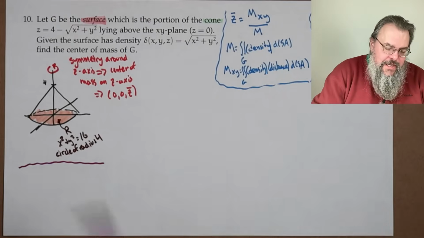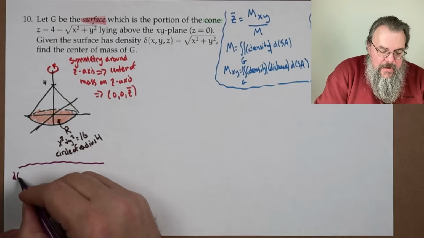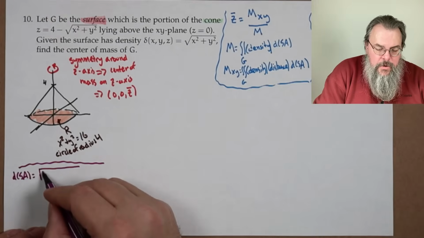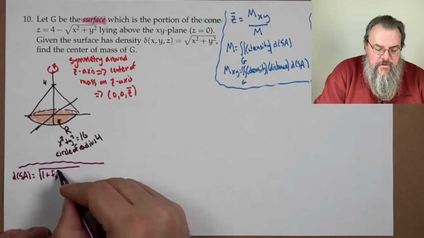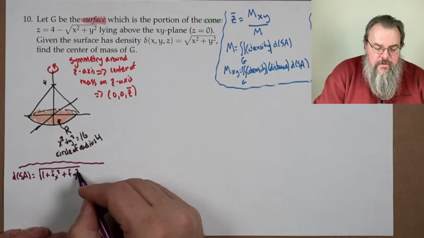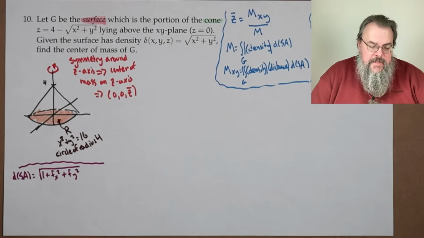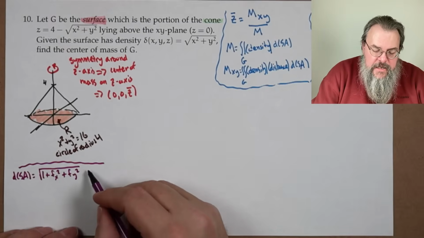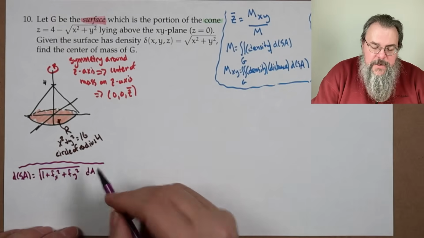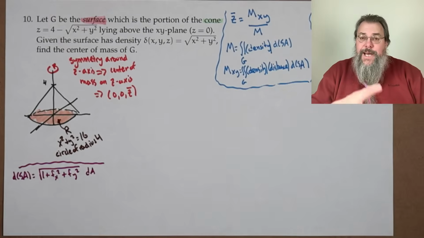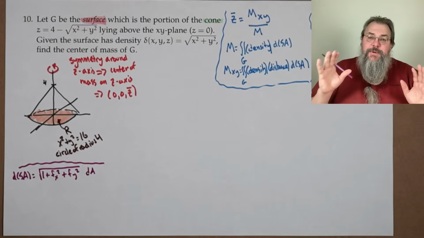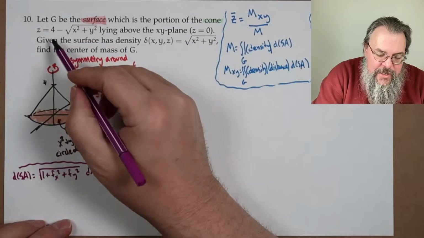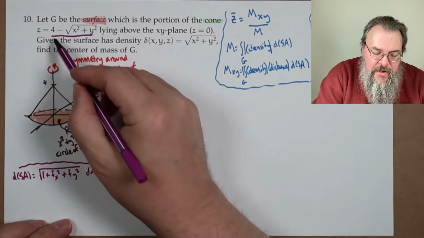What is dS? That is the square root of 1 plus fx squared plus fy squared, times dA. Now, I'm going to almost surely forget to keep writing the dA, but imagine I was very good at remembering how to write stuff.